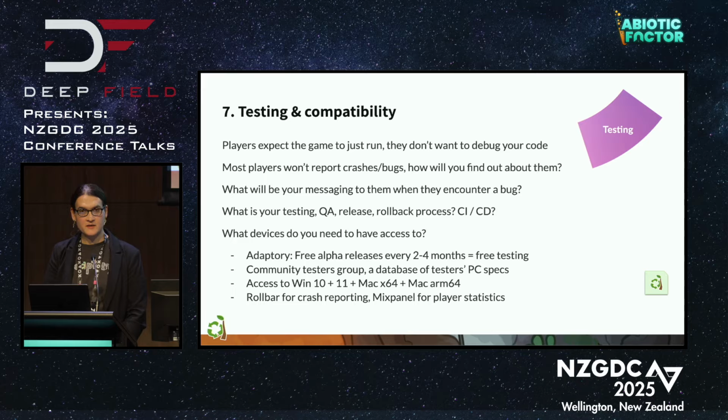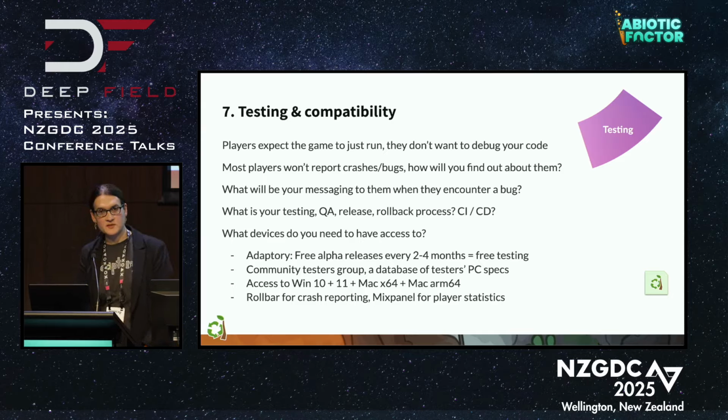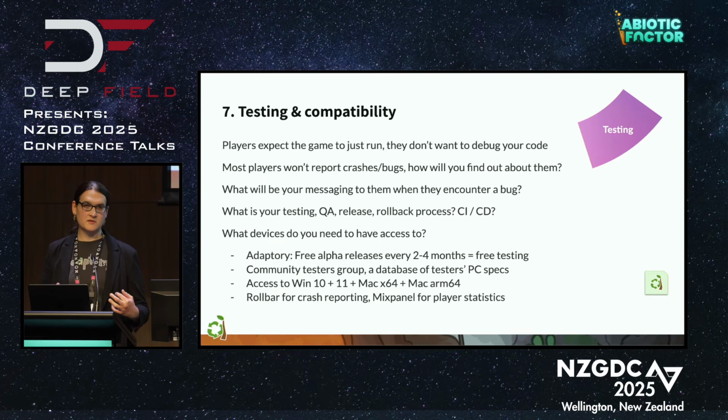How are you going to find out about the crashes? What will be your messaging when you discover a bug? What is your testing and your QA and your release process? Do you have a rollback process? Do you have CI/CD? Engines like Unity and Unreal can support some of these. Your engine that you may have chosen may not have. But I found these are so important, especially CI/CD.